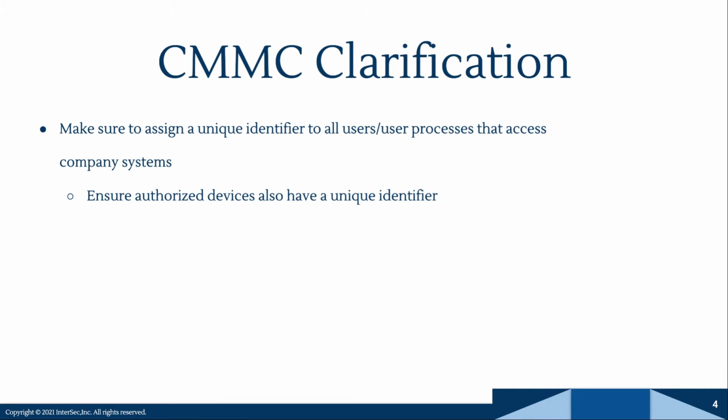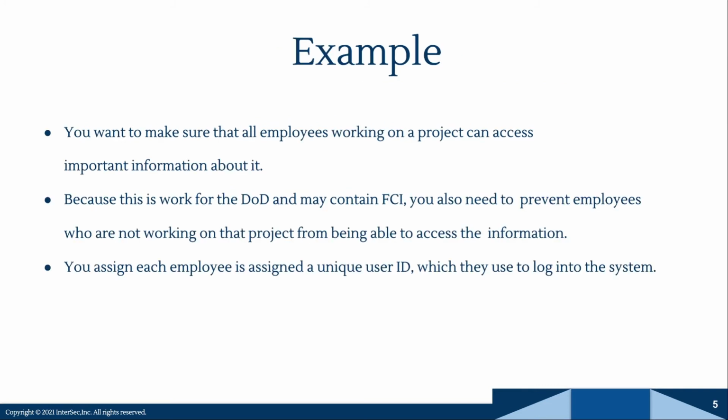Here, it's going to be all about assigning unique identifiers to all users or user processes that access company systems. But it also means to ensure that authorized devices also have a unique identifier. Authentication is all about knowing who is using or viewing your system, so making sure that you manage this and confirm the identifiers of users, processes, or devices before allowing them access to your company's information system is going to be extremely important. Let us go over an example to understand this further.